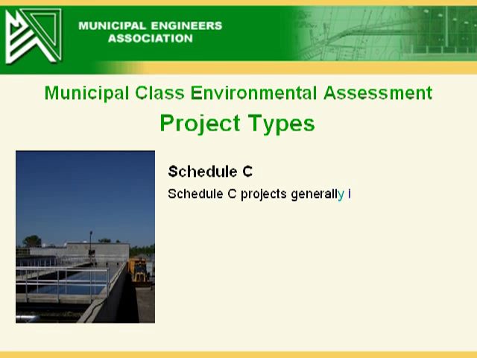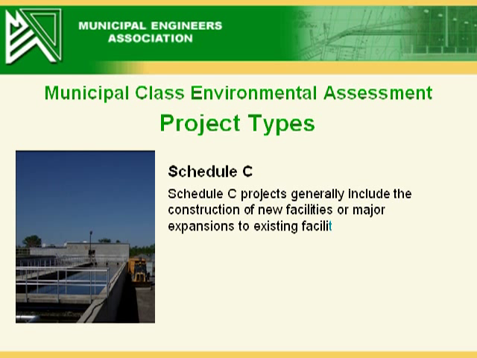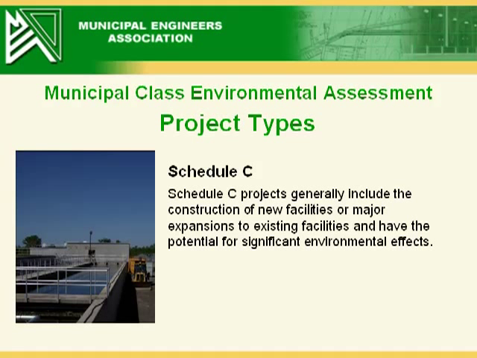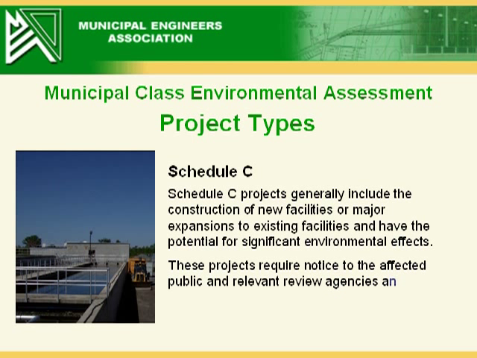Schedule C projects generally include the construction of new facilities or major expansions to existing facilities and have the potential for significant environmental effects. These projects require notice to the affected public and relevant review agencies, and formal public meetings must be held.